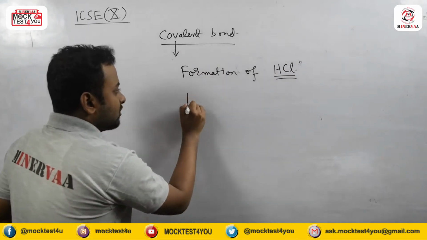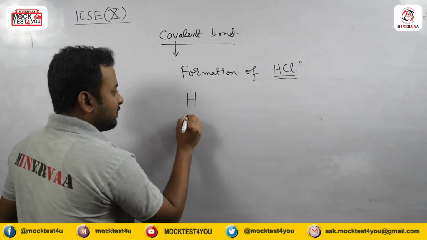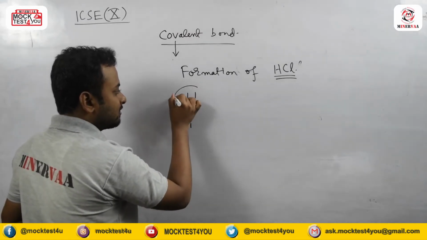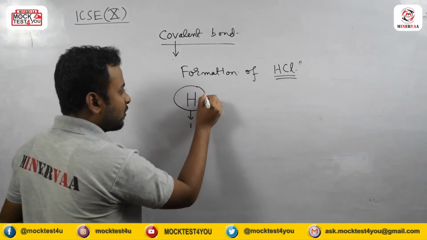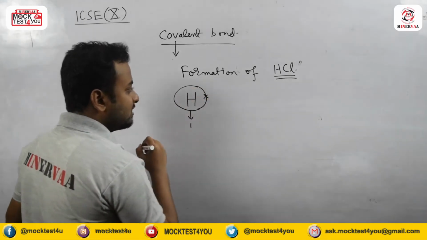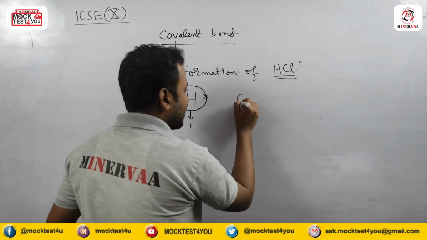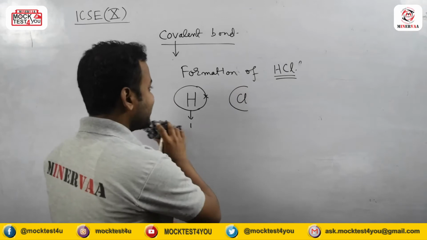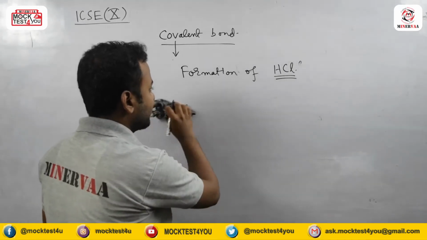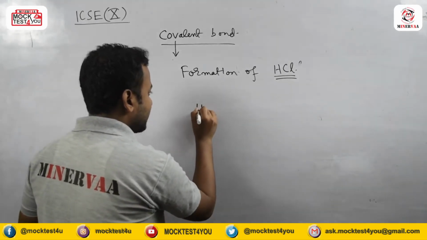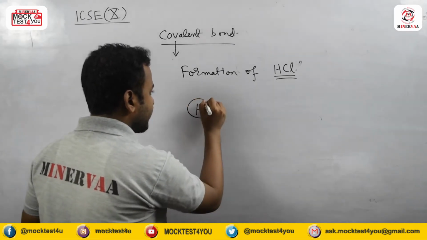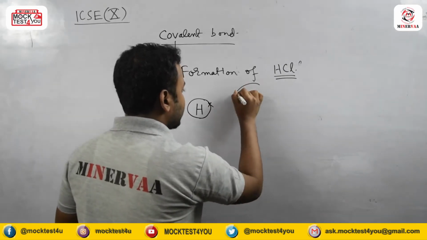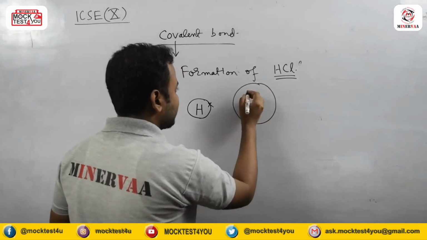The electronic configuration of hydrogen has only one electron in its orbit, shown by a cross mark. And chlorine has its outermost shell. The size of hydrogen will be smaller than chlorine, so when you draw, keep it in mind. The size of chlorine will be larger.